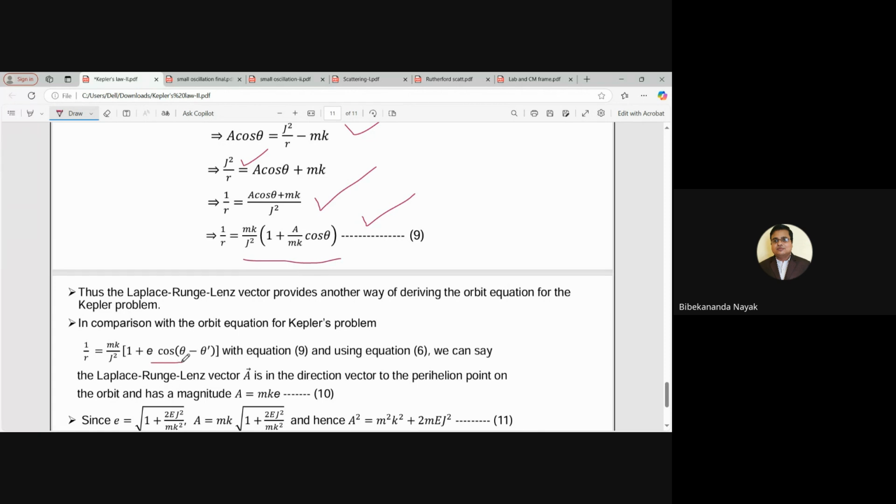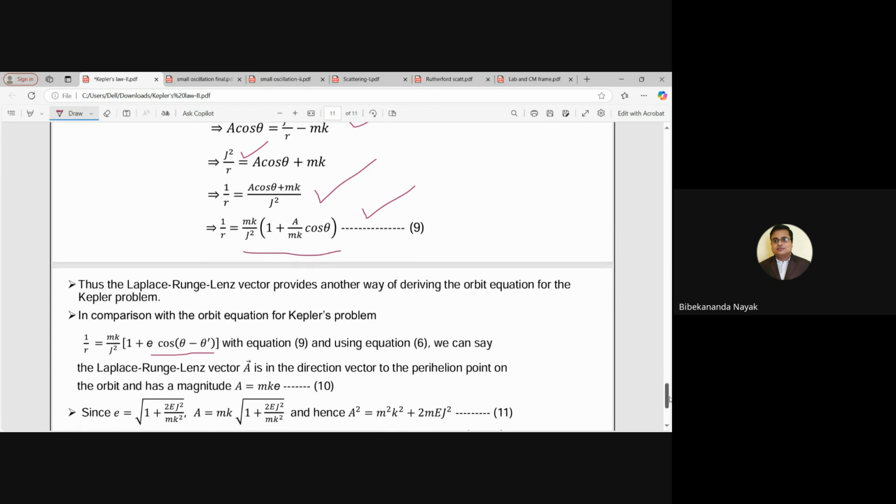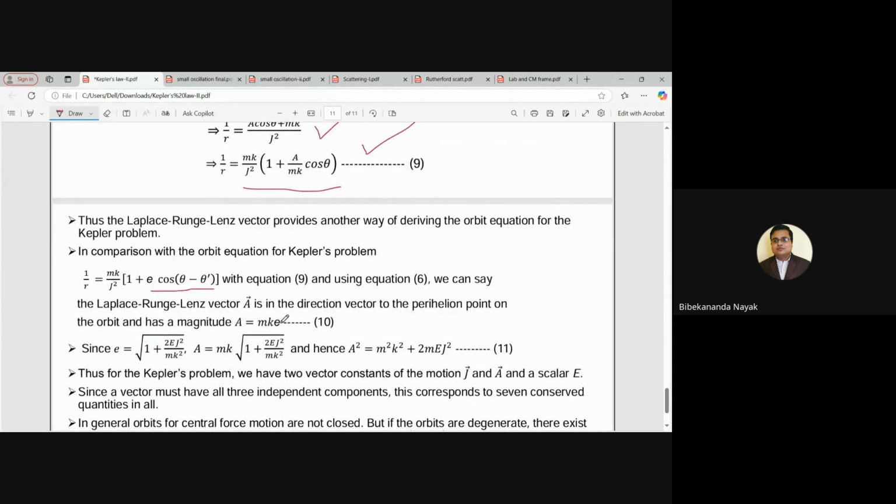In Kepler's problem, we have the formula 1 by r is equal to m k by J square times (1 plus epsilon or e cos (theta minus theta prime)). Now setting theta prime to 0, we can write e cos theta. So A by m k is equal to e, so the magnitude of A can be written as m k e. Again, e is equal to this formula, so putting this in you can say A is equal to this, or A square is this quantity. So for Kepler's problem, we have two vector constants of the motion, J and A, and the scalar E. These are constants of motion.